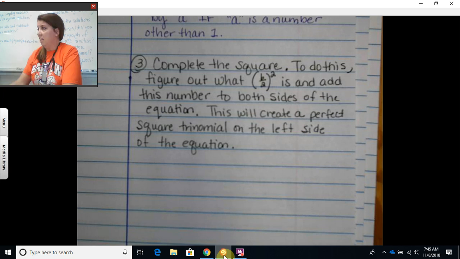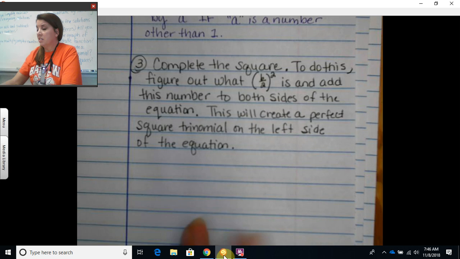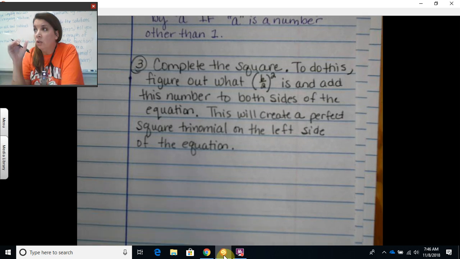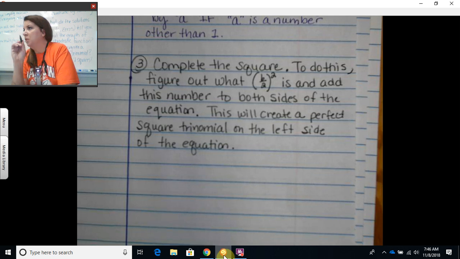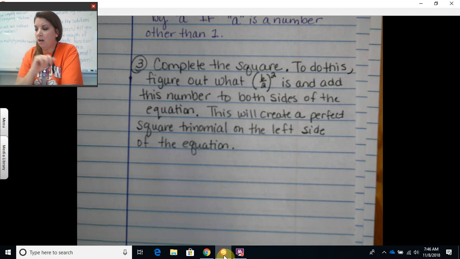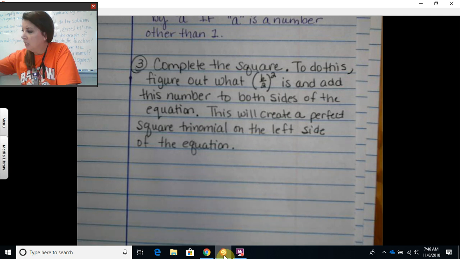When we use this method, your whole goal is to create a perfect square trinomial on the left side and then do the shortcut of factoring. Okay, so this is when it's going to be important. If you don't remember how to factor a perfect square trinomial, which we'll review again today, that might be something you want to go back and write in the left-hand column of your notes. Okay? Step 4.